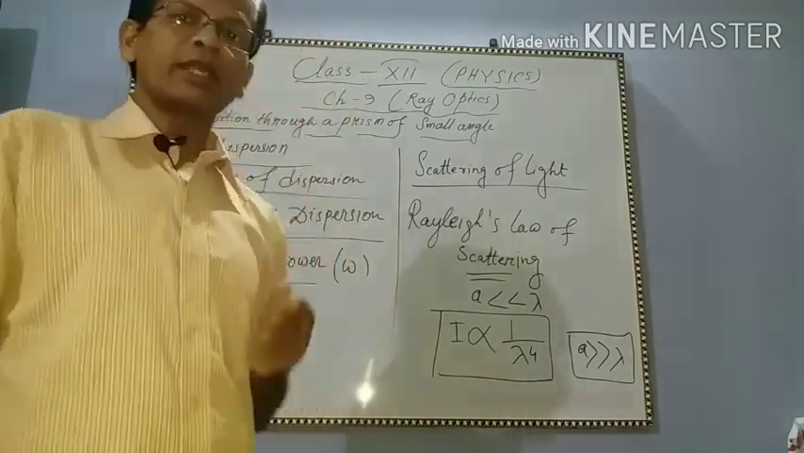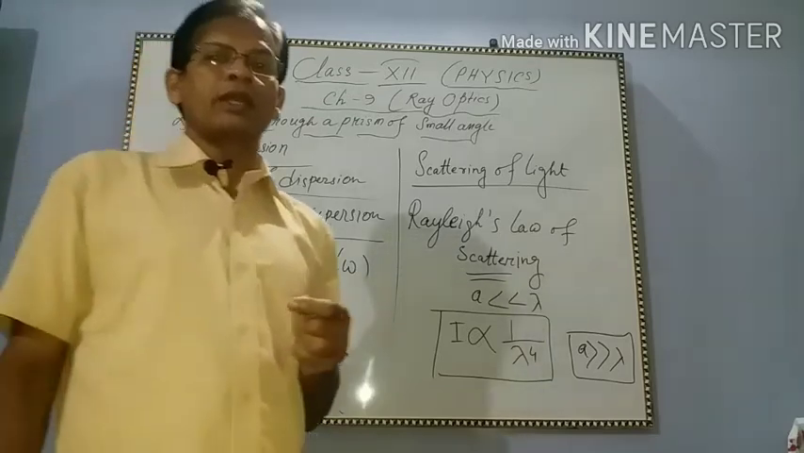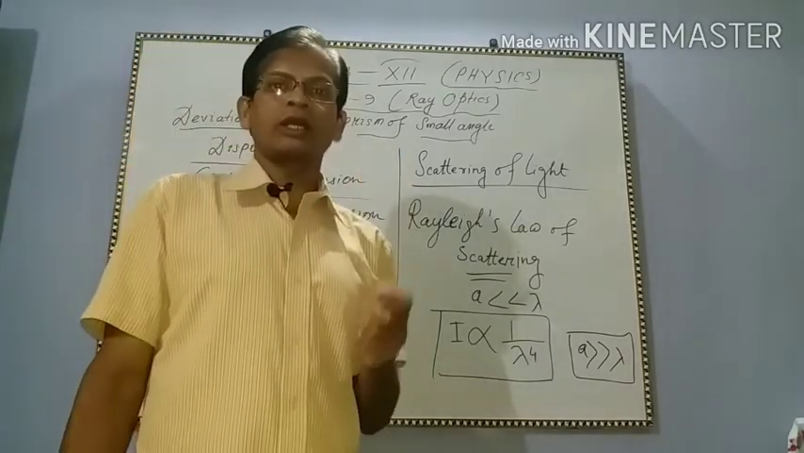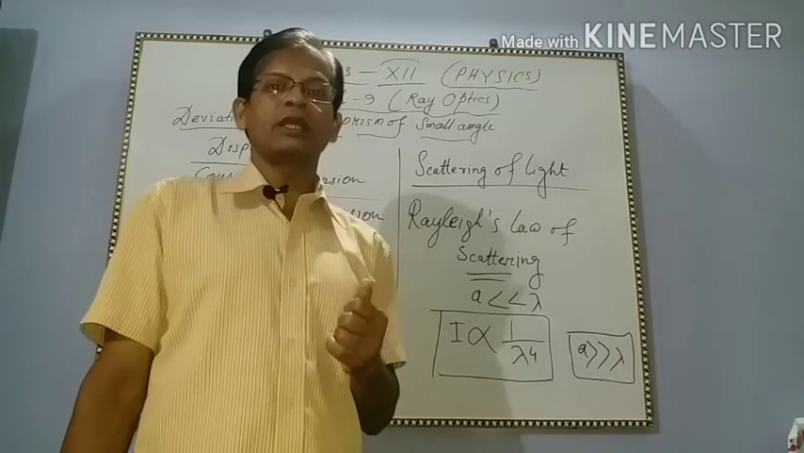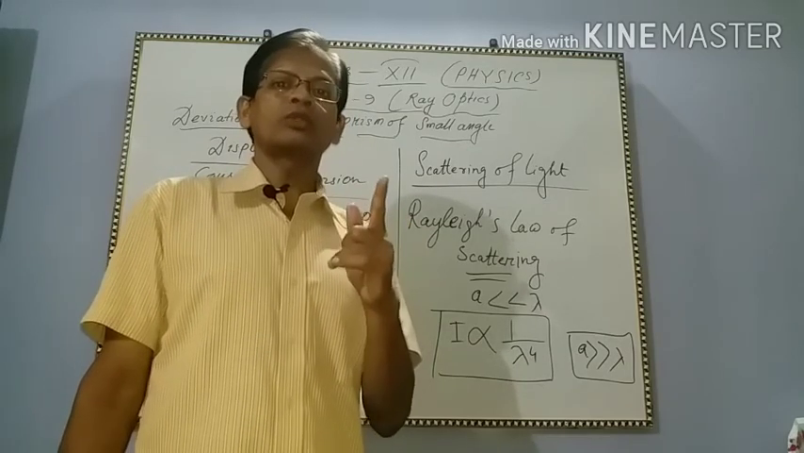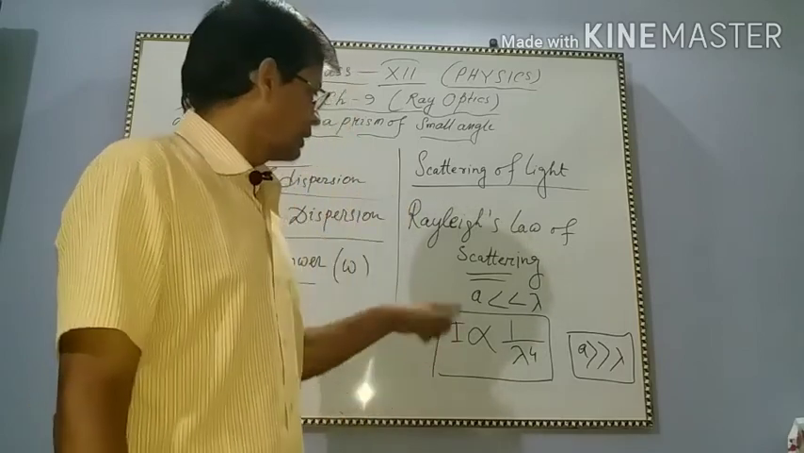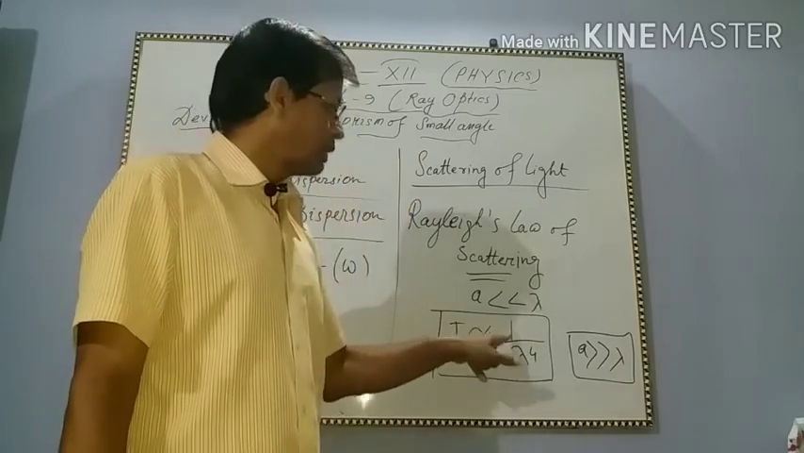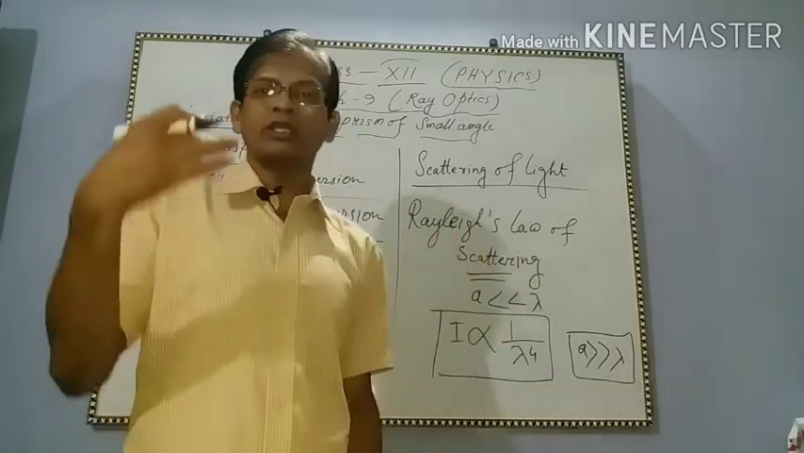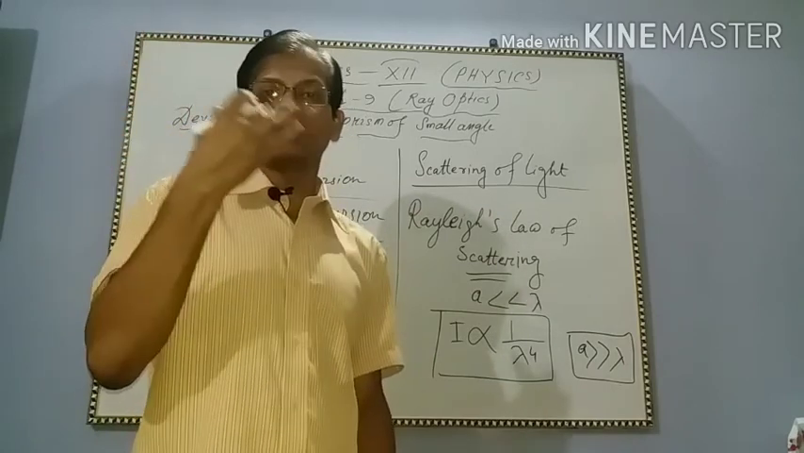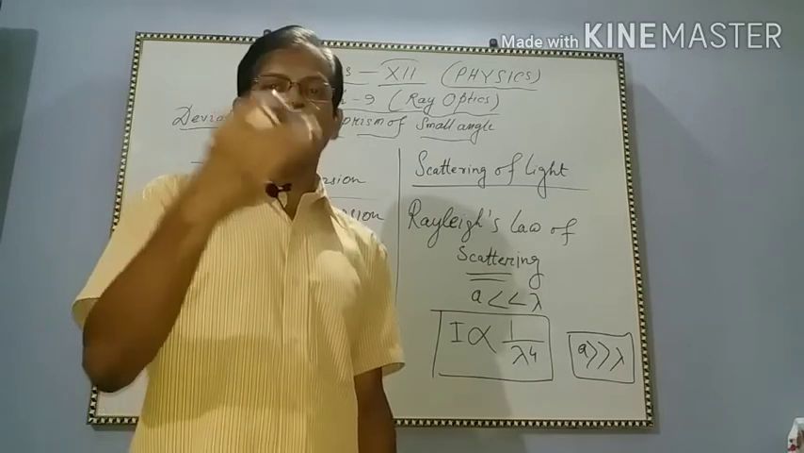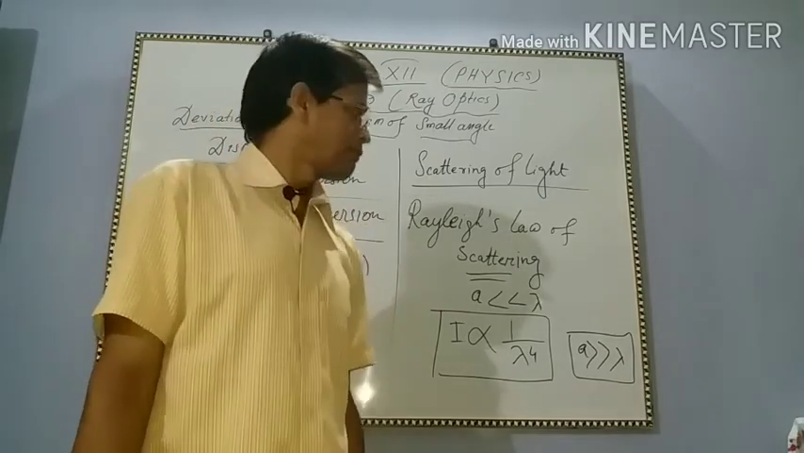Now Rayleigh's law of scattering, what does it say? According to this law, the intensity of the scattered beam of light is inversely proportional to the fourth power of wavelength, I proportional to 1 by lambda to the power 4. That means if wavelength is less, scattering will be more. If wavelength is more, then scattering will be less.